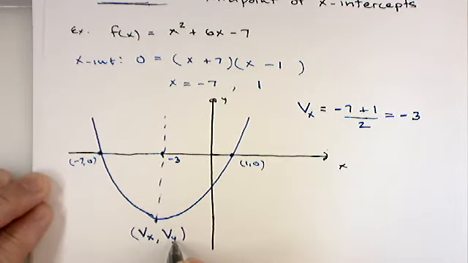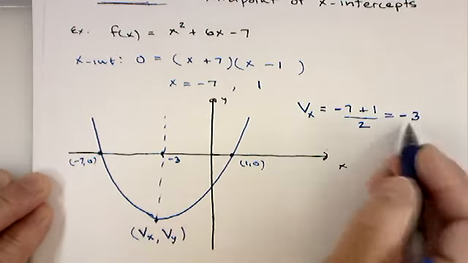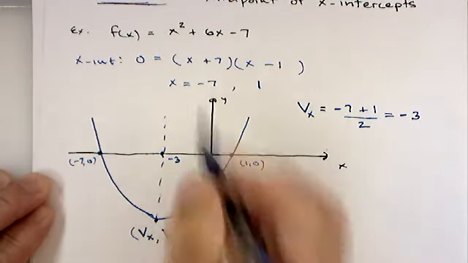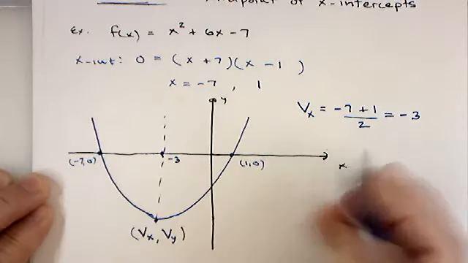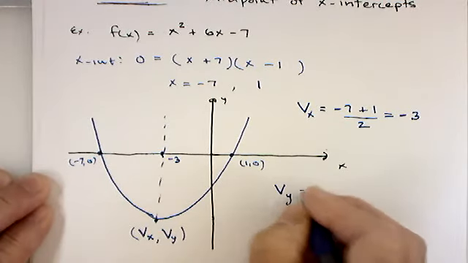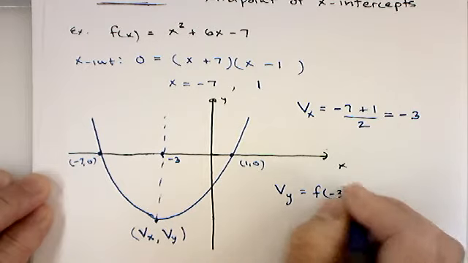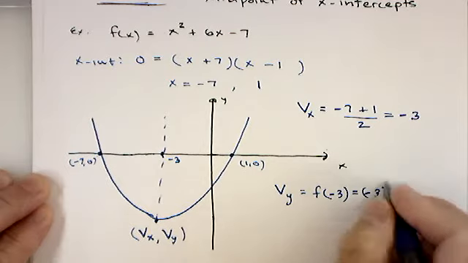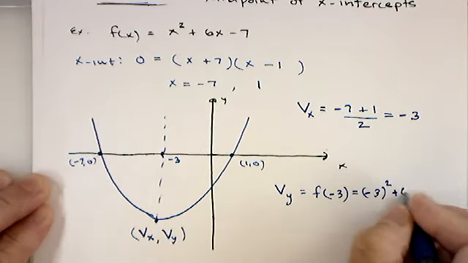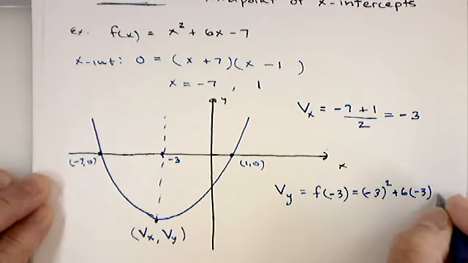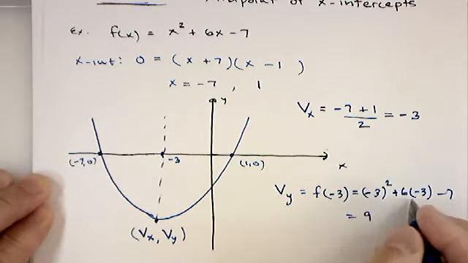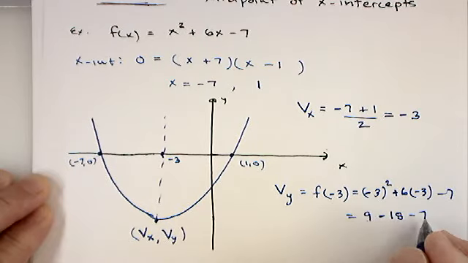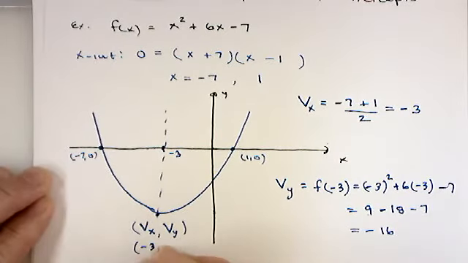How do I find my y value? Well, if negative 3 is on my parabola, I can just plug that into my function and figure out my y value. So to find v sub y, I'm just going to do f of negative 3, which is negative 3 squared plus 6 times negative 3, and then minus 7. This is 9 minus 18. That's negative 9 minus 7. Looks like it's negative 16. So this vertex was negative 3, negative 16.